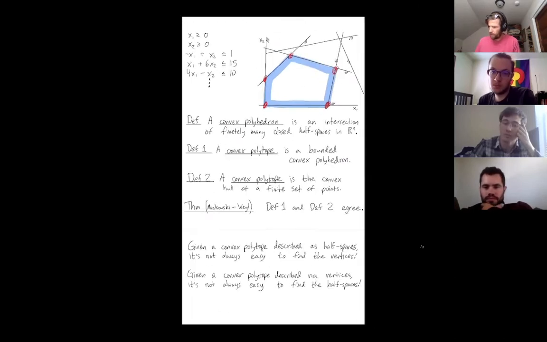Okay, so I want to finish by describing cubes and cross-polytopes. And cubes and cross-polytopes will be related to the fact that it's sometimes hard to go from the faces to the vertices, or to go from the vertices to the faces.